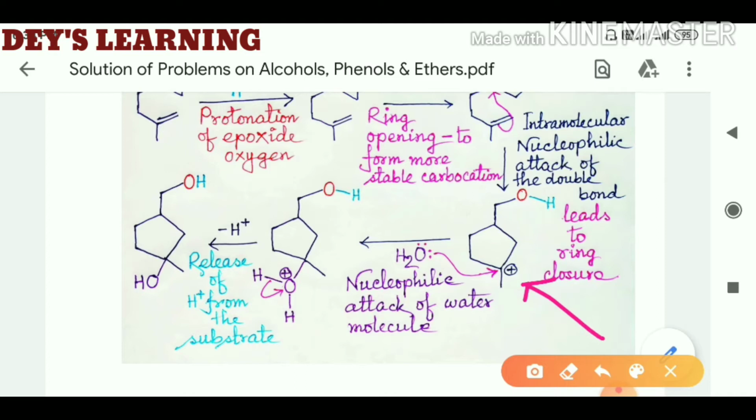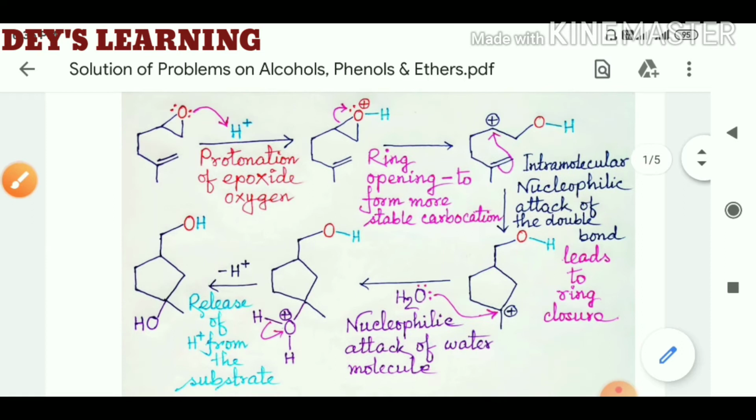Look at here. This carbocation is sufficiently stable, because there is an alpha carbon, there is another alpha carbon, there is another alpha carbon. So 3 plus 2 plus 2, there are 7 alpha hydrogens. So 7 alpha hydrogens will stabilize the carbocation by hyperconjugation. So this is a very stable carbocation.